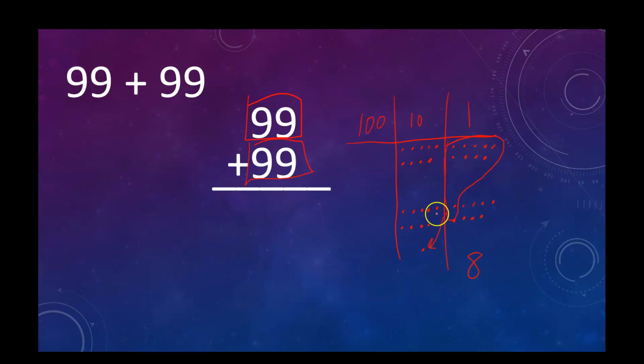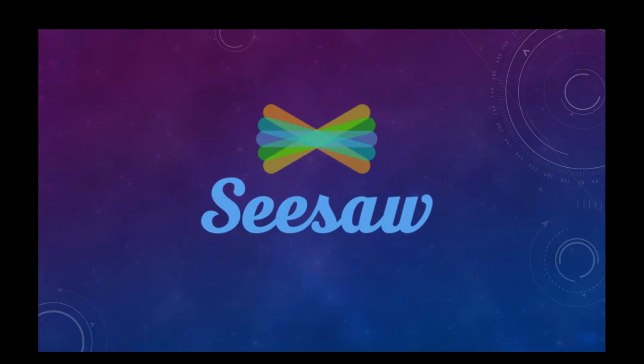Let's see if we can bundle any of these. So we have 9 in the top. Let's count on 9, 10. We can bundle these guys together and move it over here. Let's count the rest. 1, 2, 3, 4, 5, 6, 7, 8, and 9. And we have 1 in the hundreds. And our answer is 198. It is now your turn to do your seesaw.